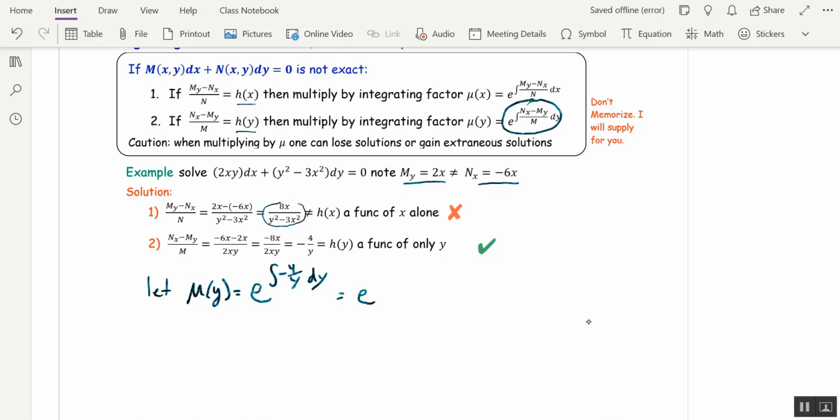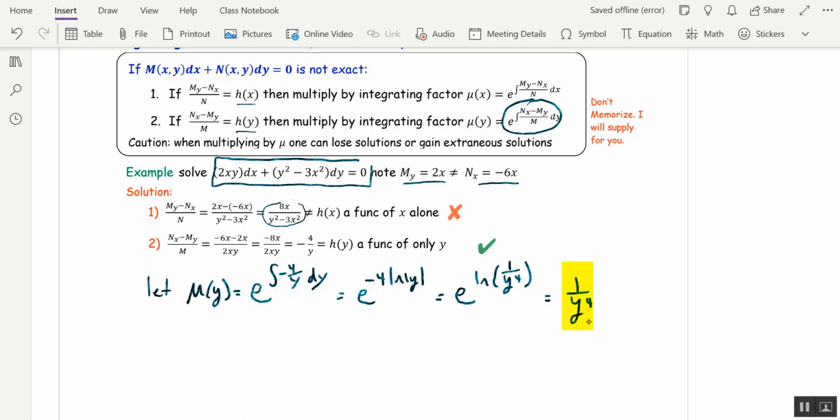That's e to the negative 4 ln absolute y, which is e to the ln of 1 over y to the 4th, which is positive. I don't need the absolute value. But even if I had the absolute value, I could get rid of it, just like when we solve linear differential equations. So this is 1 over y to the 4th. So I'm going to make a new equation by taking my old equation and multiplying through by this expression, 1 over y to the 4th.